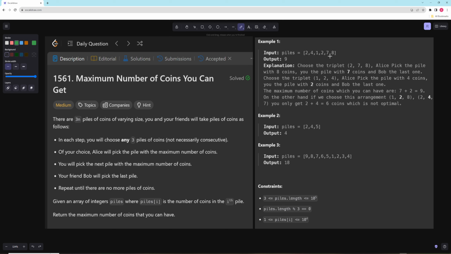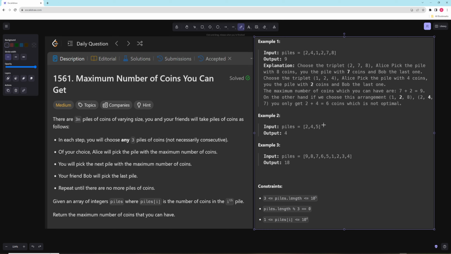In this first one, you want to pick 2, 7, 8. Alice will pick 8, you will pick 7, and Bob will get 2. Then you pick this one, and Alice will pick the big one, you'll get the medium one, and Bob will get the small one. So your total here is 7 plus 2, which is 9. Second one, there's only one pile, so you'll get the medium one.